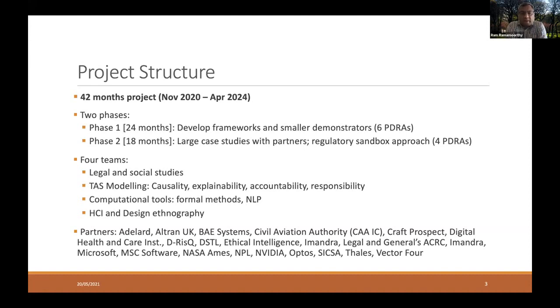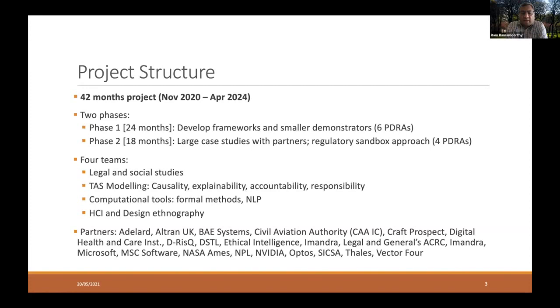We have legal and social scholars. We have people who come from the machine learning and AI space who are specialists in causality, explainability, and tools like that, as well as from formal methods and NLP. While at the same time, even for ideas like accountability and responsibility, we have AI ethics specialists, people who have been looking at it from the social studies of AI and science.